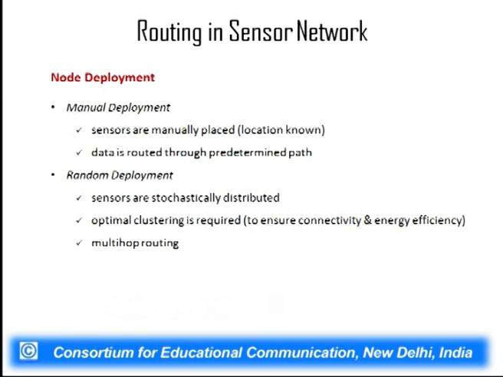Now let's come to routing. For routing, it is very important what type of initial deployment of nodes it is. It can be a manual deployment or a random deployment. If it is manual deployment, it means that we know the locations and data can be routed through predetermined paths. And if it's a random deployment, the sensors are stochastically distributed. We do not know where these sensor nodes are getting localized. So here optimal clustering and efficient multi-hop routing, etc. should be taken into consideration.